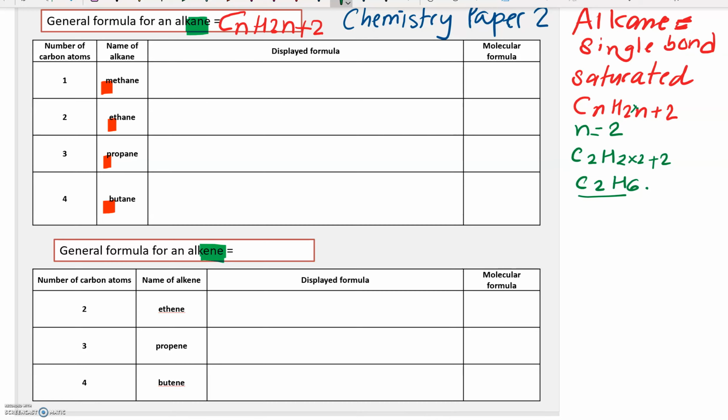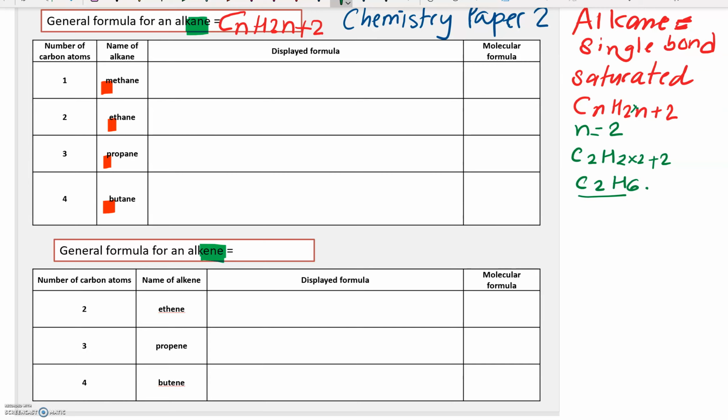A five-sided shape is a pentagon, and for chemistry, pentane. 6 is hexagon, 7 is heptagon, 8 is octagon, 9 nonagon, and then 10 is a decagon. So they are exactly the same names as you will use in your maths.